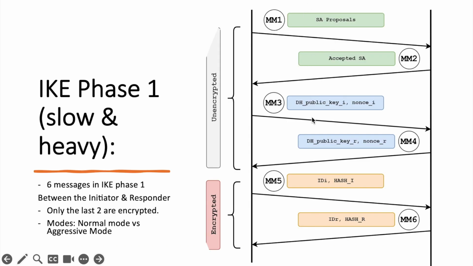So here's the tunnel. There are 6 messages in the IKE Phase 1 tunnel between the initiator and the responder. Only the last 2 messages are encrypted, as you can see here, and that's because the key for symmetric encryption finishes at the end of message 4, which is this one here. There are 2 modes, aggressive mode and normal mode. Normal mode is the one we're going to be looking at today. Aggressive mode shortens the number of messages that happen in IKE Phase 1, but we're not going to take a look at that today.